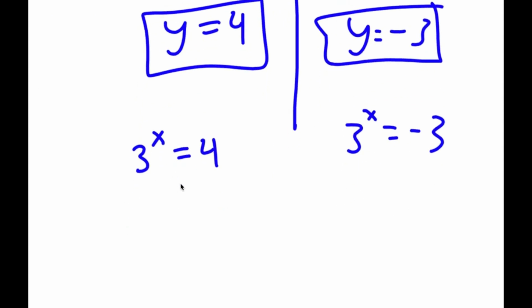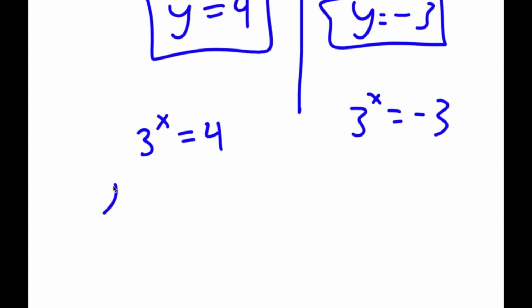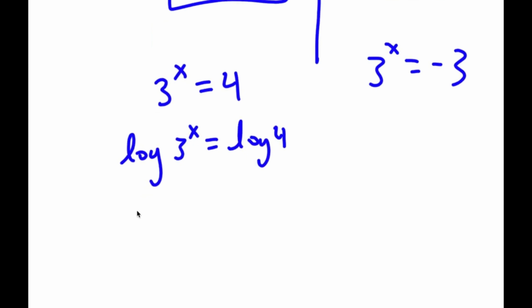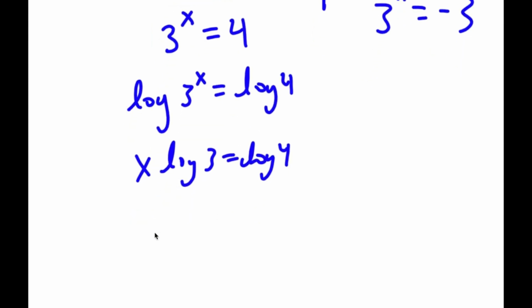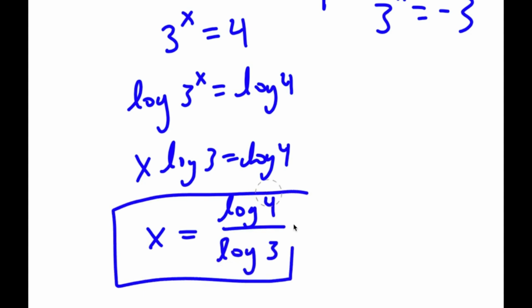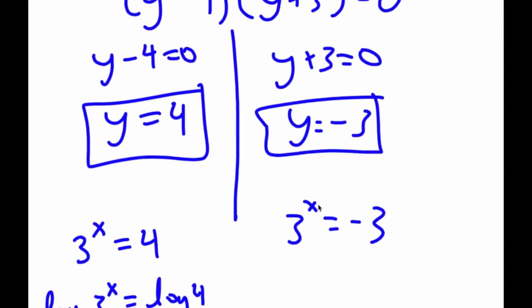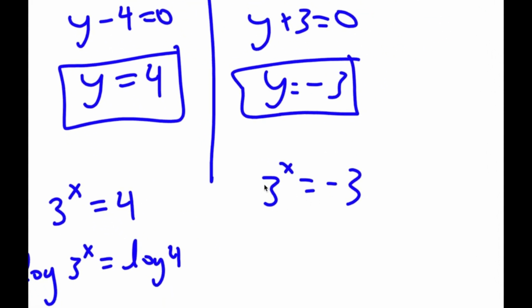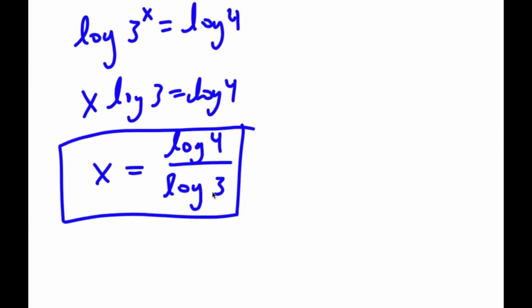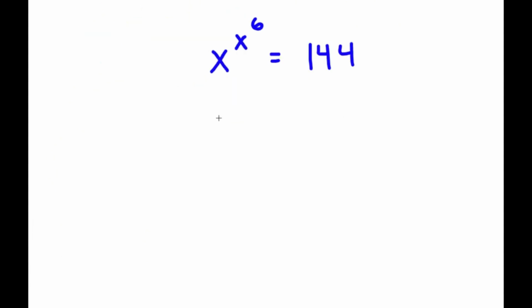Well, 3 to the power of x equals 4. To solve this, I'm going to take the log on both sides. So then I get x times log 3 is equal to log 4, meaning x is equal to log 4 over log 3. Now for 3 to the power of x equals negative 3, you can't take a positive number to a power and make it negative, so there's no solution for this, and my only solution is log 4 over log 3.